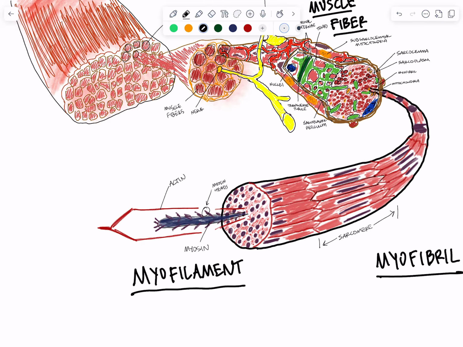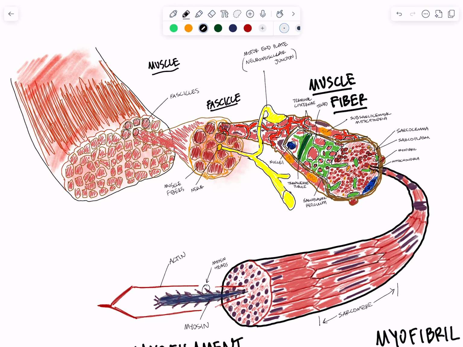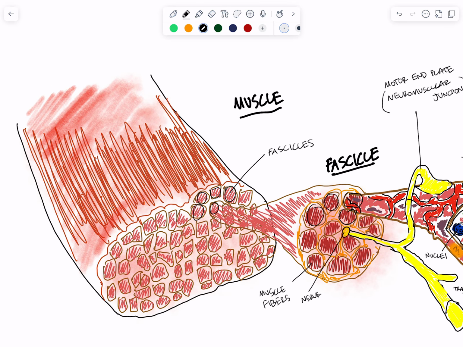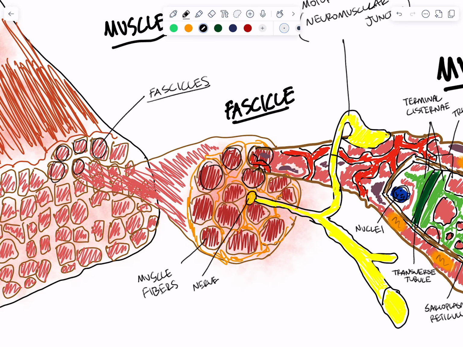And that is the microscopic anatomy of muscle. So let's go ahead and run through it just real quick. Muscles are made up of fascicles. This is what a fascicle looks like. Fascicles are made up of these things right here called muscle fibers. And you can also see our nerve.